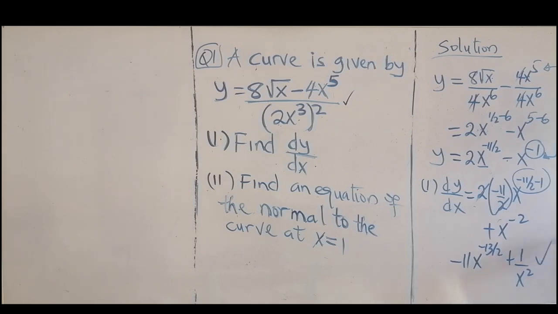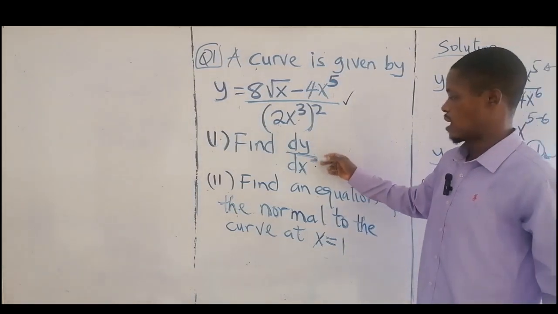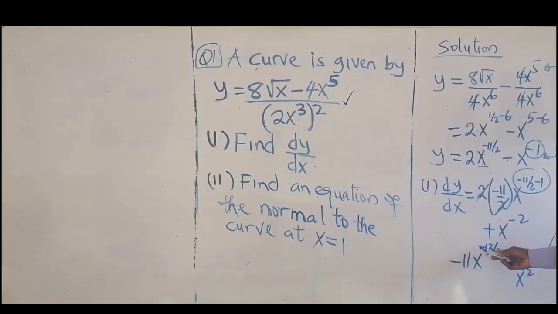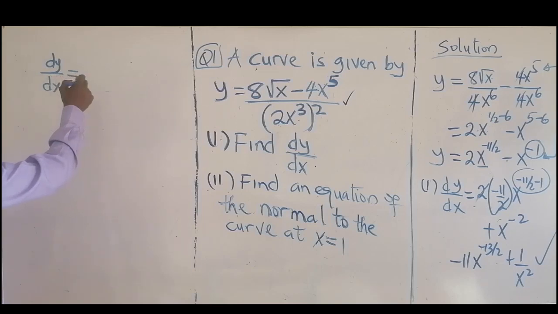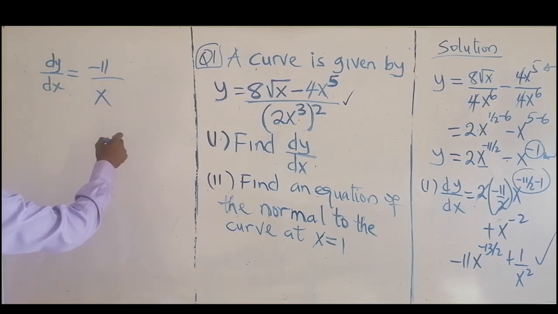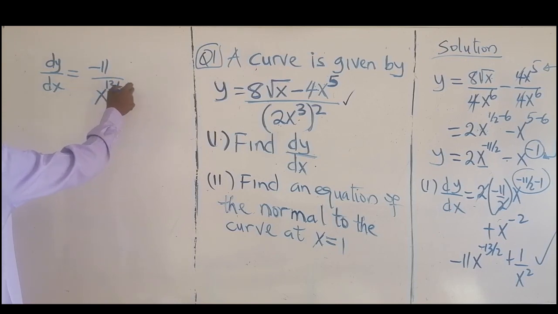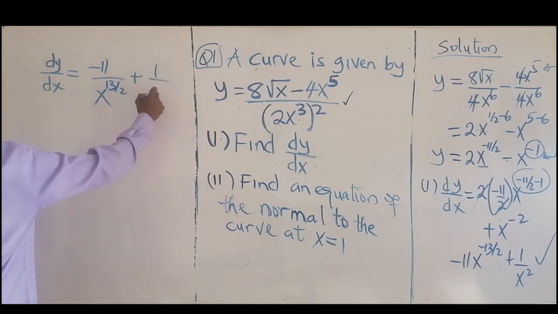So that's the differential coefficient, which we call dy/dx. If you like, you can remove this minus here. But dy/dx will be equal to minus 11 over x to the power 13 over 2 plus 1 over x squared. Okay, so that's that.